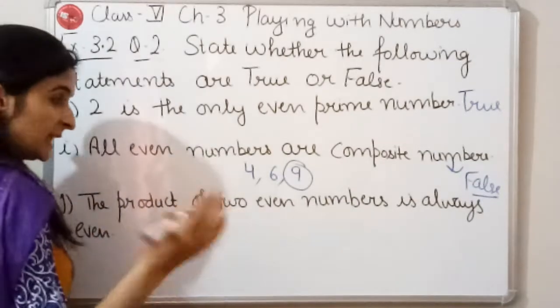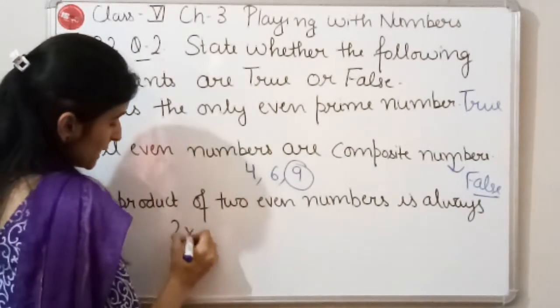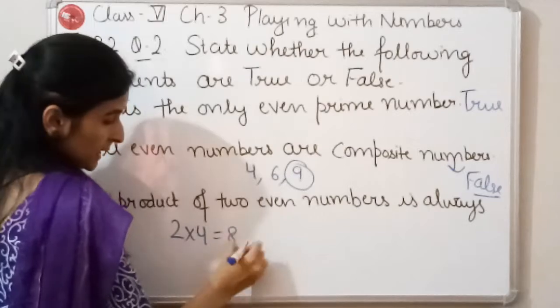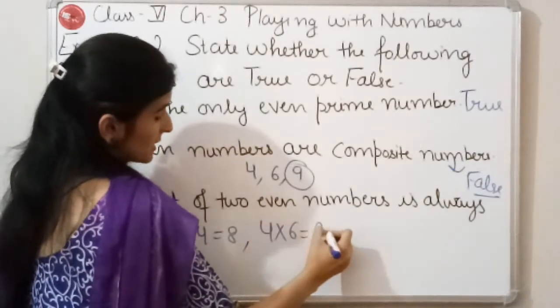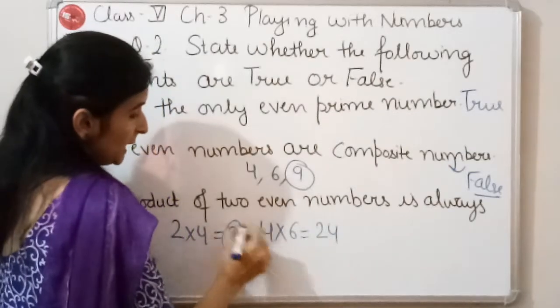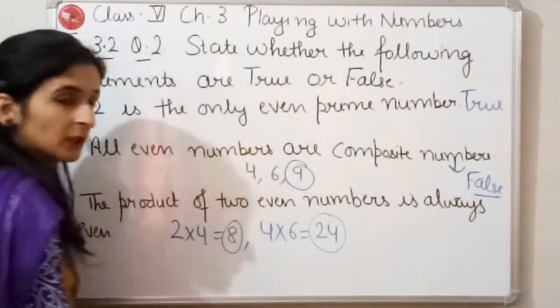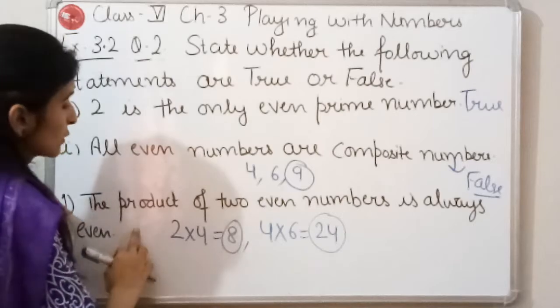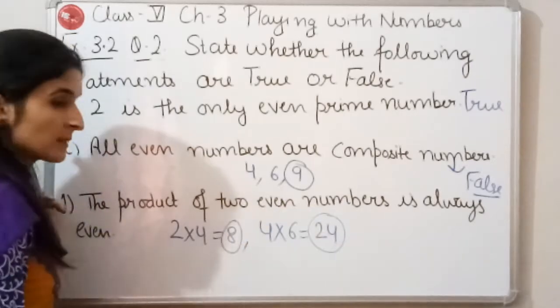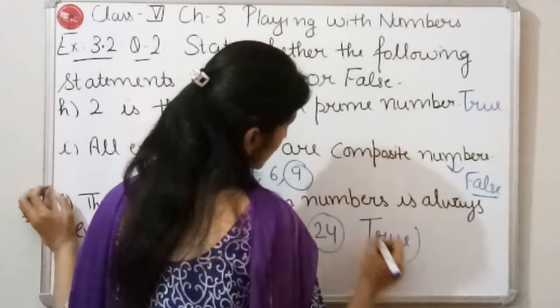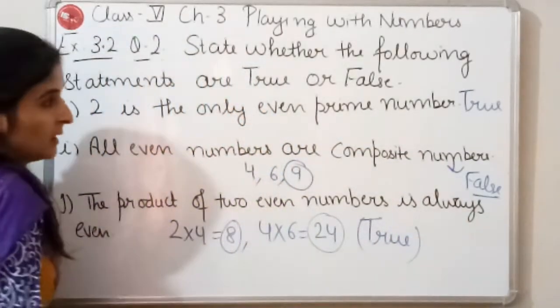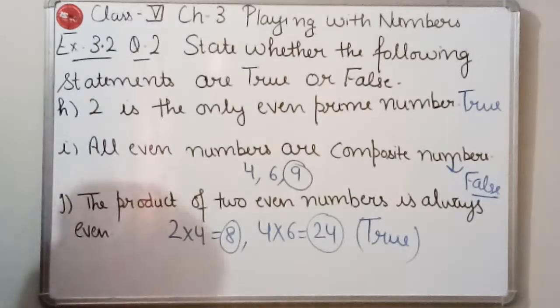Now, the product of two even numbers is always even. I am taking any two even numbers. Suppose I am taking 2 and 4. 2 fours are 8. And if I take 4 and 6, 4 sixes are 24. So 8 and 24 both are even numbers. So the product of two even numbers is always even. This is a true statement. Clear? So this was about question number 2.